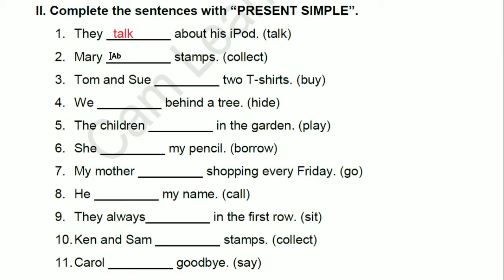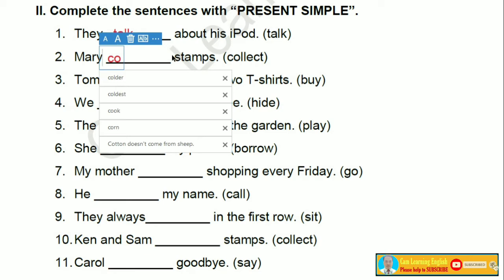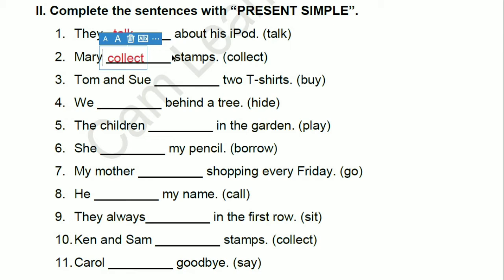So, yeah, Mary collects. Okay. Collects, so with S, right? The same as she collects stamps. And number three, Tom and Sue two t-shirts, buy. Tom and Sue, the subject, means the same as they, right? Buy, no changing, the same, right? Buy.